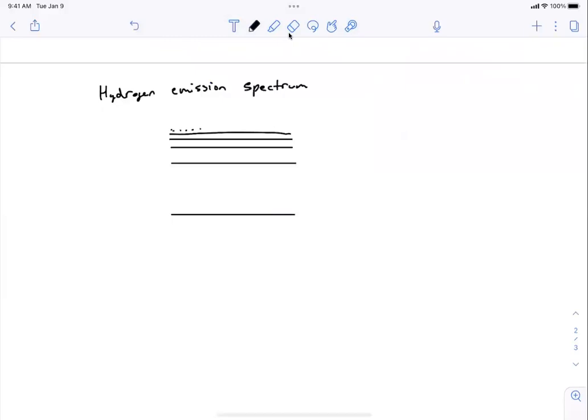Sorry, my lines aren't super straight. Where n equals 1, n equals 2, n equals 3, n equals 4, n equals 5, then n equals infinity. This diagram tells you a lot of what you need to know about Bohr's theory of the atom.